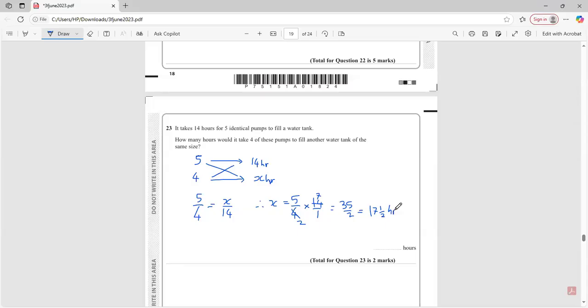Now, usually it's safe to ask yourself, does your answer match logic? If you check it, 17.5 hours is actually more than 14 hours. So it agrees with our expectation, which is the fact that 4 pumps will take a longer time. I usually do that check.